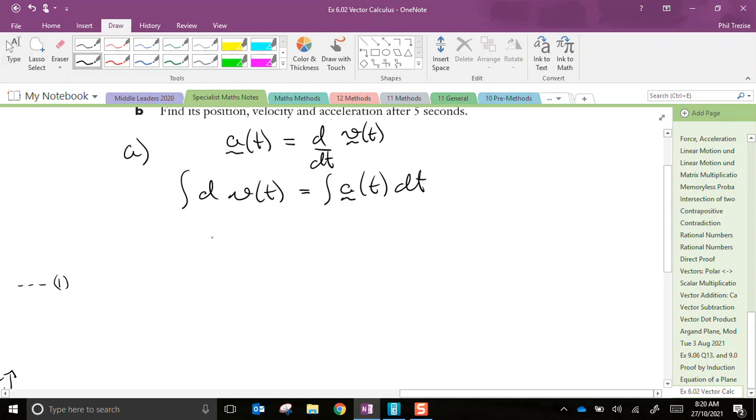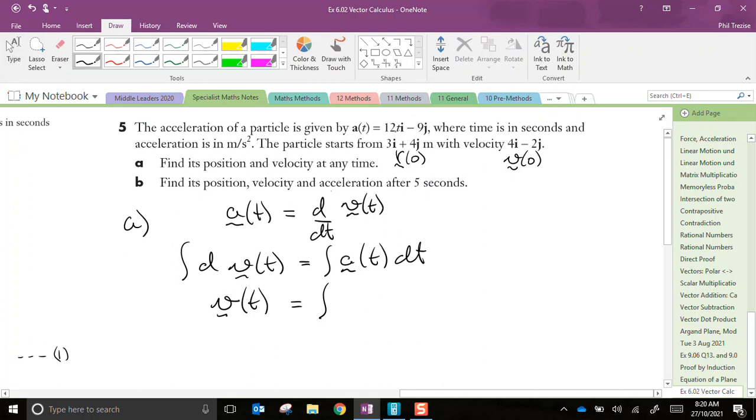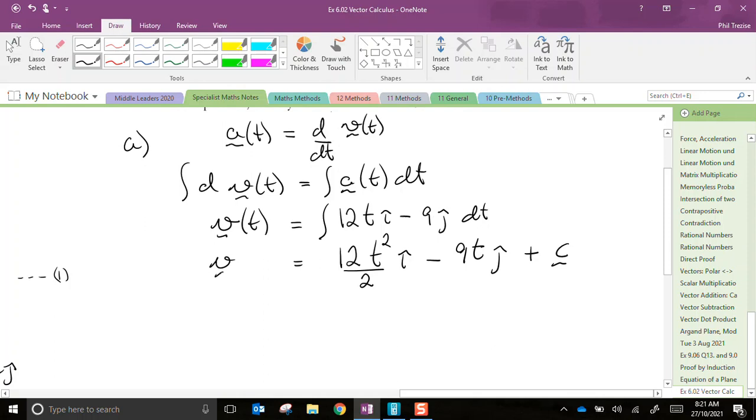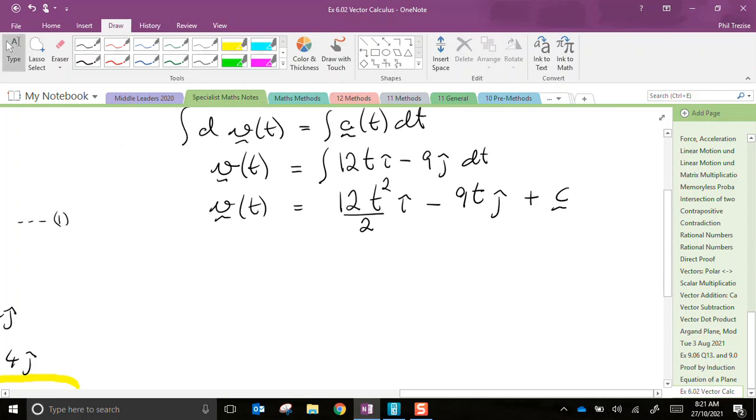The integral of d something is that thing, that's a vector, velocity as a function of time. And I need the integral of acceleration. Acceleration was 12t i take 9j dt. So the 12 will be there. t will become t squared, and we will divide by the new power, that's times i, minus 9, and the integral of 9 is 9 times t, and there's a j there, plus a constant of integration. This is velocity as a function of time. That would cancel more neatly to be 6 times t squared.